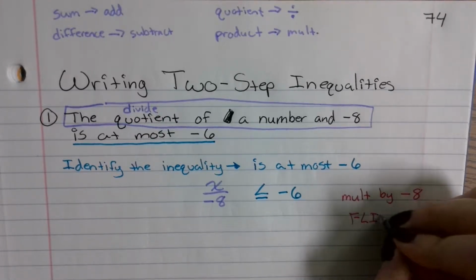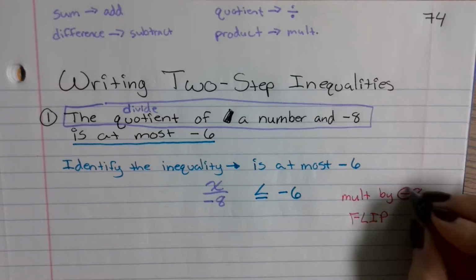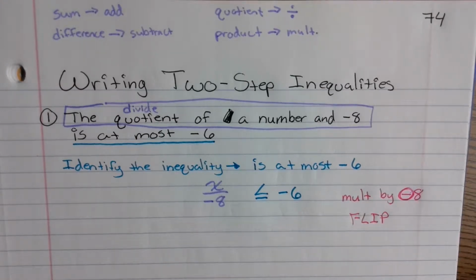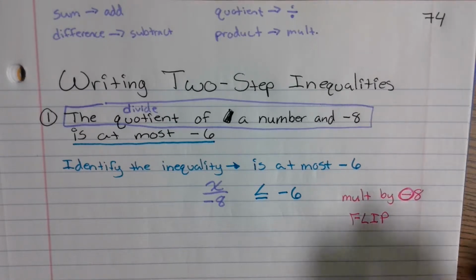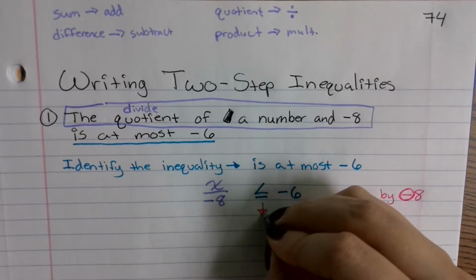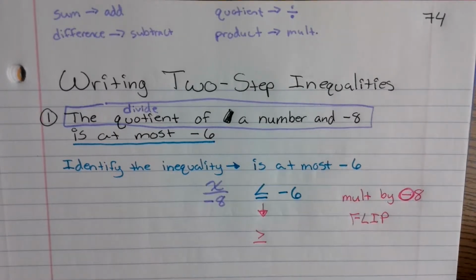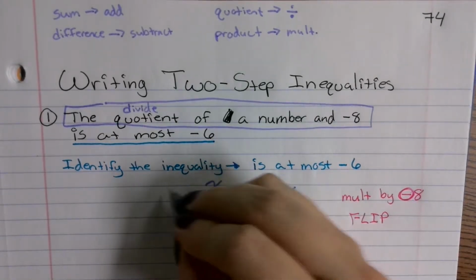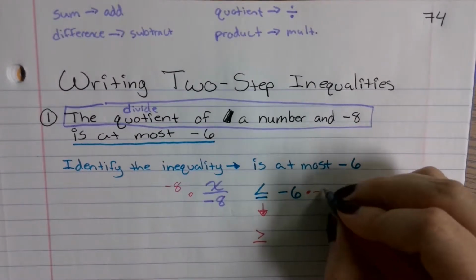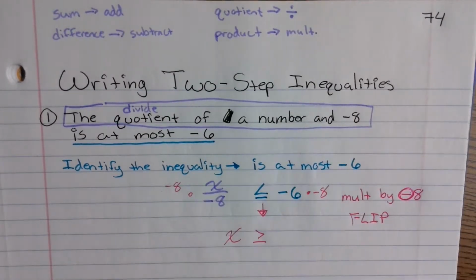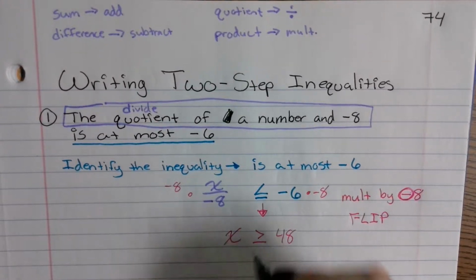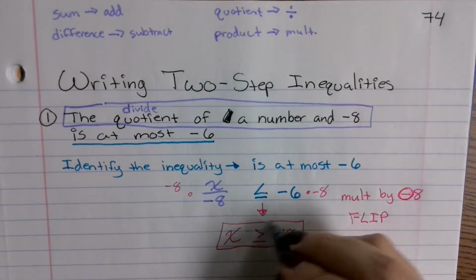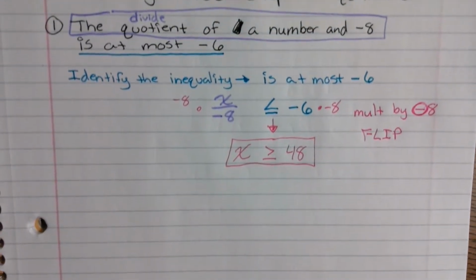Because we're doing multiplication by a negative, remember I always like to circle that negative, we're multiplying by a -8, that means I'm going to have to flip it. So the inequality is now going to become greater than or equal to. And since I'm multiplying both sides by -8, what's a negative times a negative? Positive, and 6 times 8? 48. Good. So we get x is greater than or equal to 48. X is greater than or equal to 48.